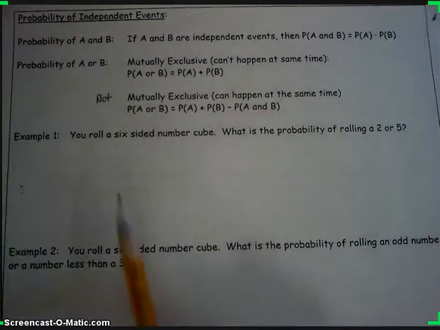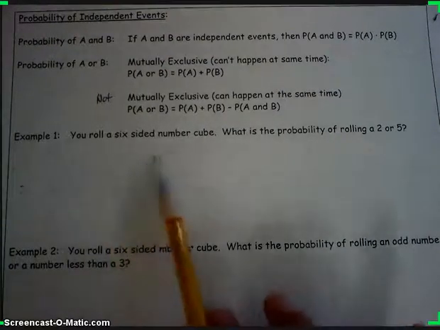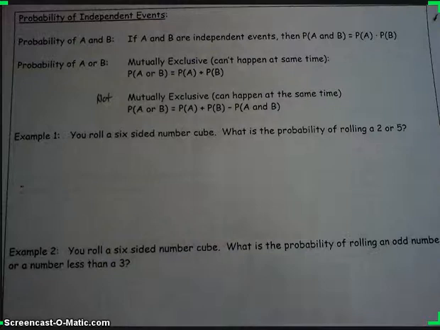So let's look at the first example. So it says you roll a 6-sided number cube. What is the probability of rolling a 2 or a 5?